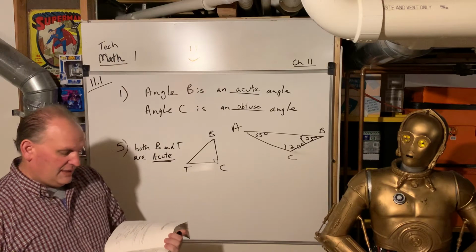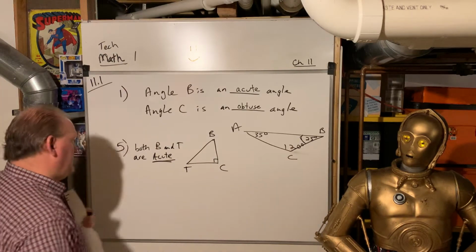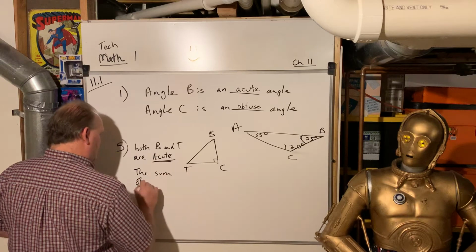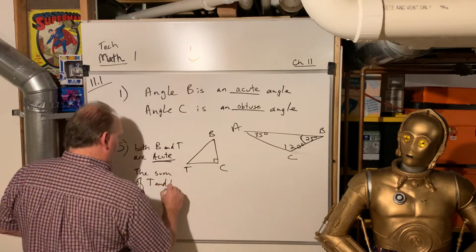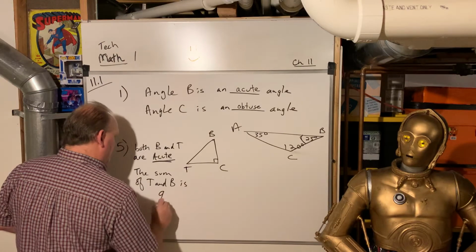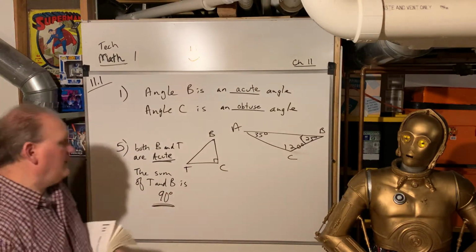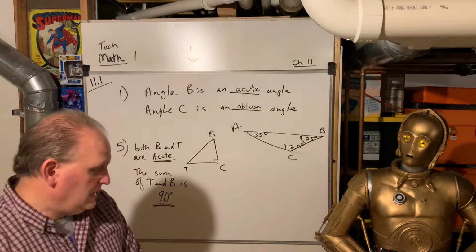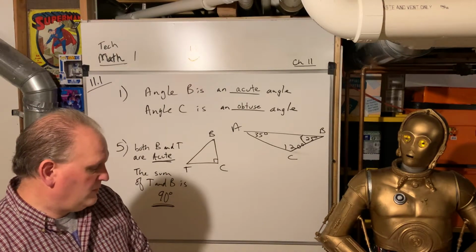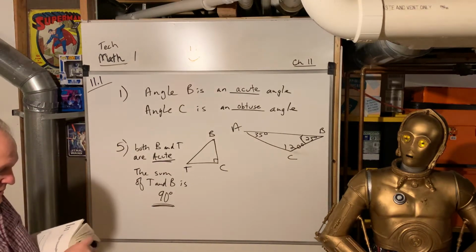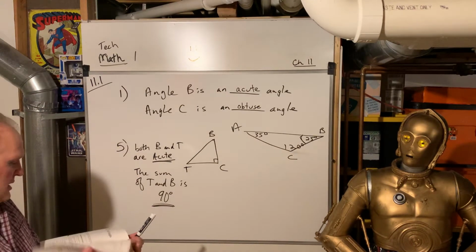And the sum of T and B would be 90 degrees. What's missing there? All right, so that's 11.1. That's on page 464 in the blue book, and just some terminology there.